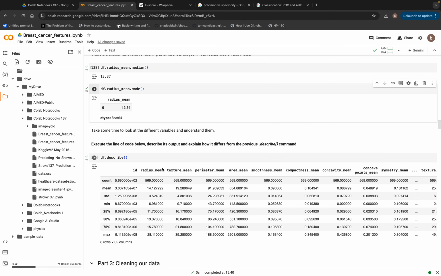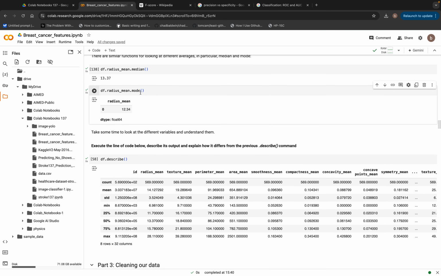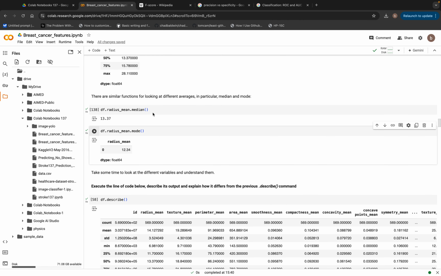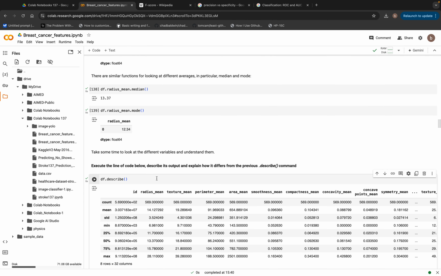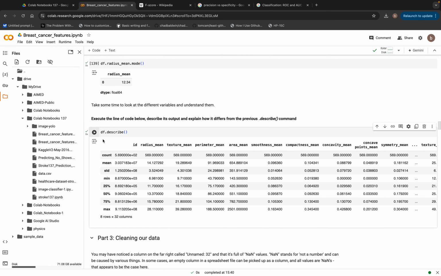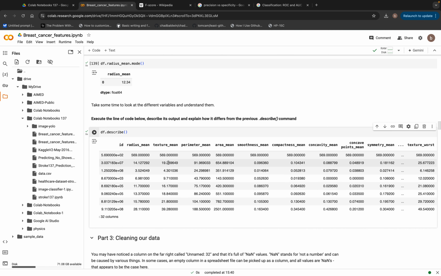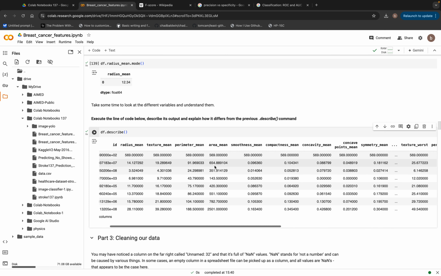both radius mean mode or radius mean. You can also run describe on the entire data file. And it doesn't really tell you much about radius. You can see we're back to 14 for the mean. Texture is around 19 on average, and then we have a bunch of numbers here.